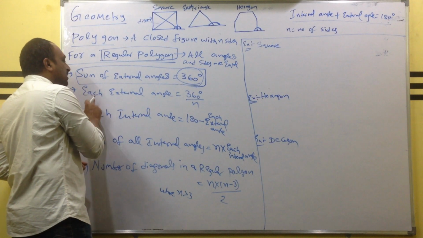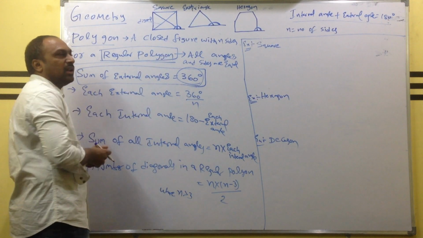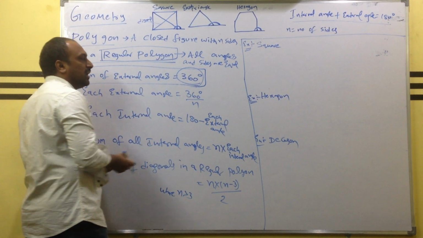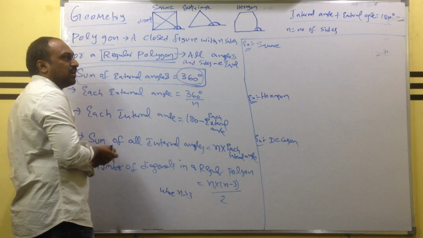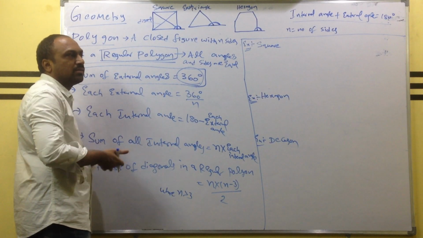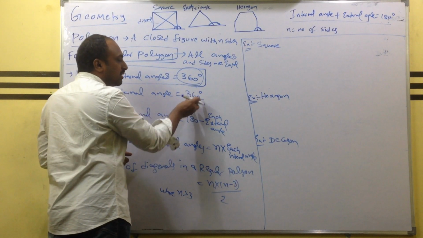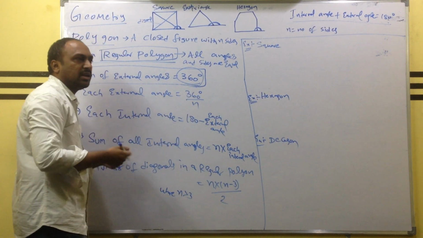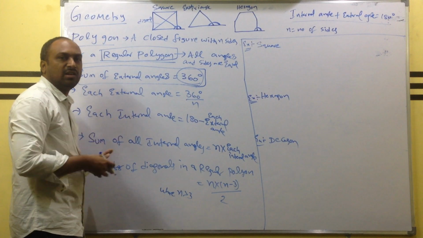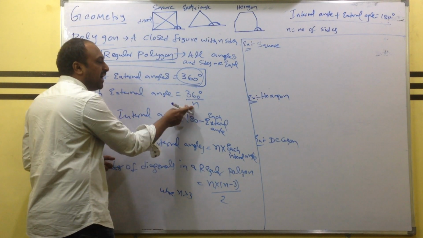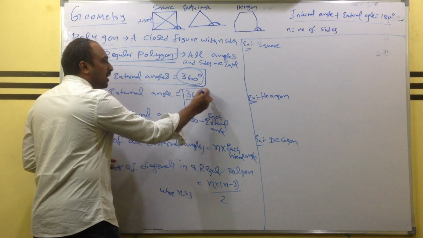For example, they ask for each external angle of any regular polygon. What do we need to do? Based on the number of sides, as it is a regular polygon, all angles and sides are equal, especially angles are equal, we can easily say 360 by n, the number of sides. Each side will share that in an equal way. So that's why 360 by n. So now you got it.